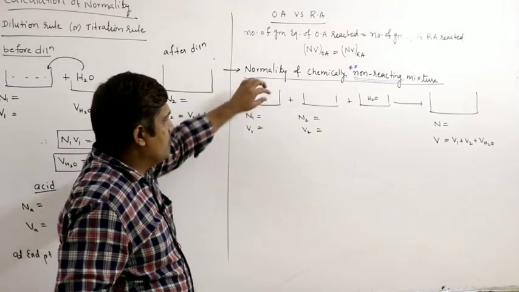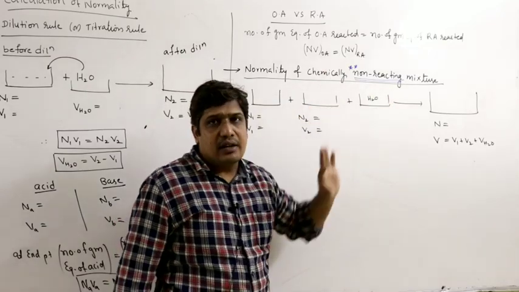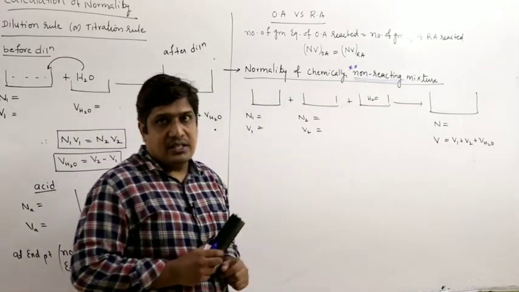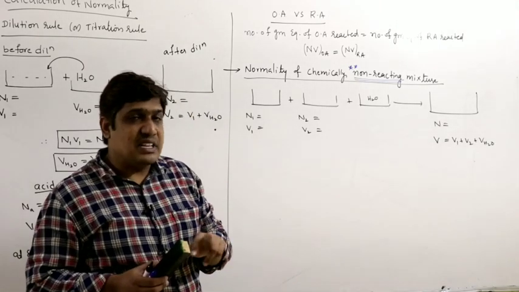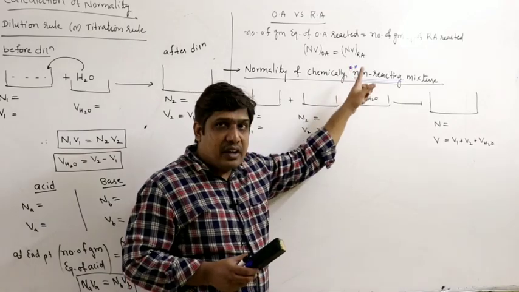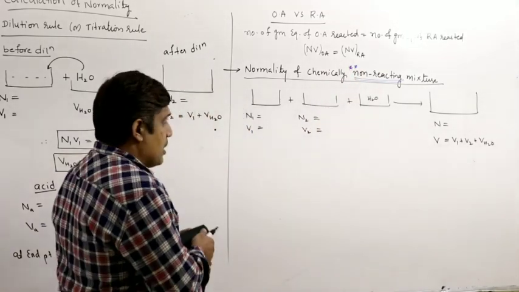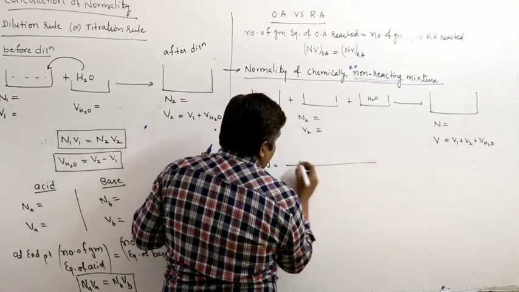Or same 10 OH minus, 20 OH minus, 10 plus 20, 30, because they do not chemically react. Either you have to mix acids or you have to mix bases, but not acid and base. If you mix acid and base, they become chemically reacting mixture. That is different concept.